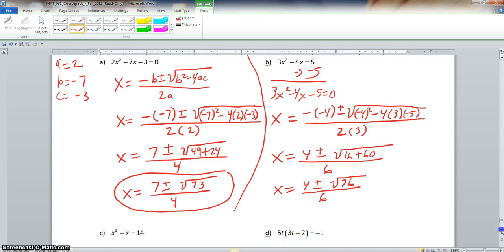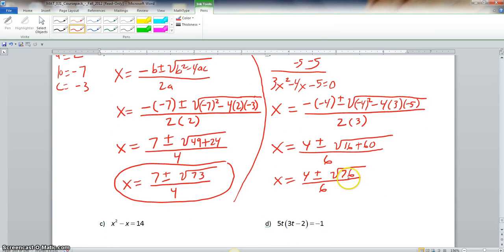Now, we have to think this through. What is the highest perfect square in 76? Okay, the highest perfect square in 76 is actually 4. So we could write this as 4 plus or minus the square root of 4 times the square root of 19, all over 6. So this will be 4 plus or minus 2 square root 19 over 6.